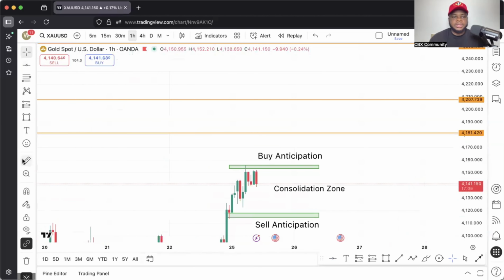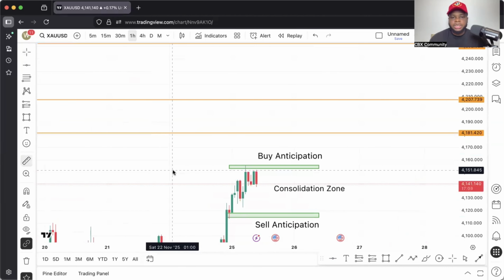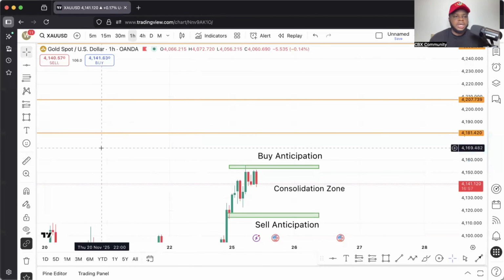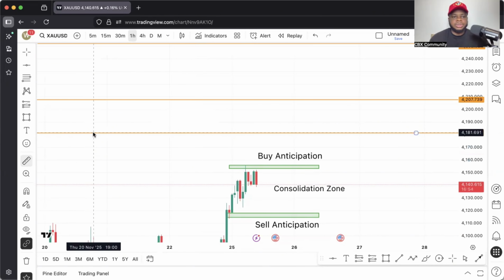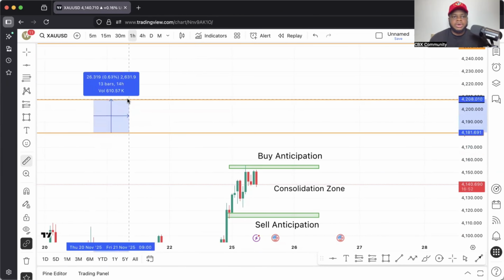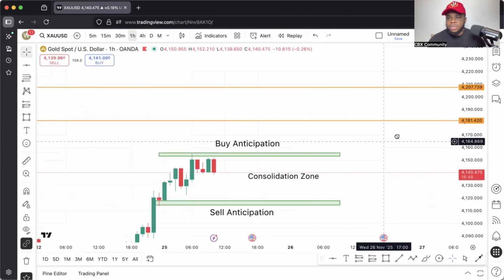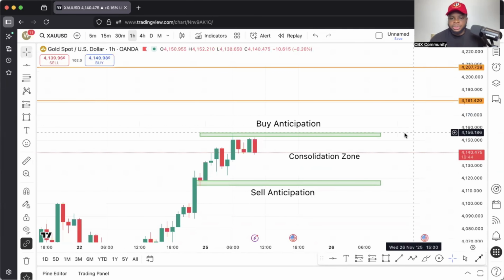Let's measure from our resistance zone to this resistance zone over here. We are looking at 279 pips, almost like 282 pips. And then let's measure from this resistance zone down to this resistance zone. We are looking at 263 pips. It's very important for us to know how much we want from the market and how we want it before we can decide to take a position.